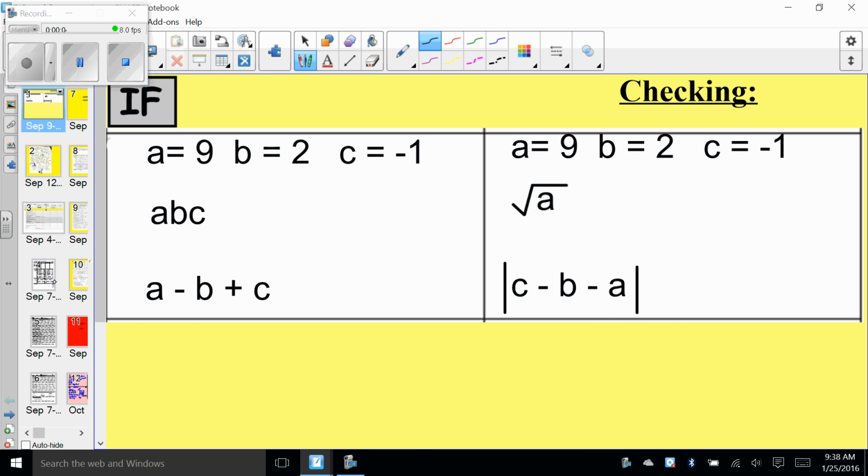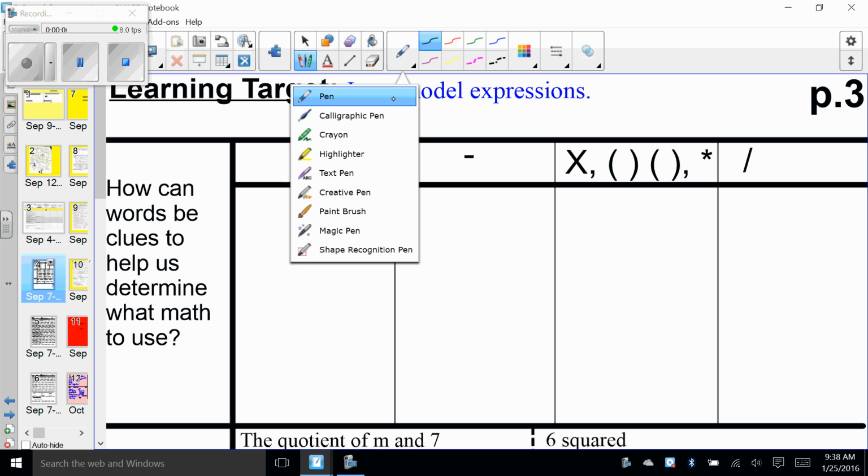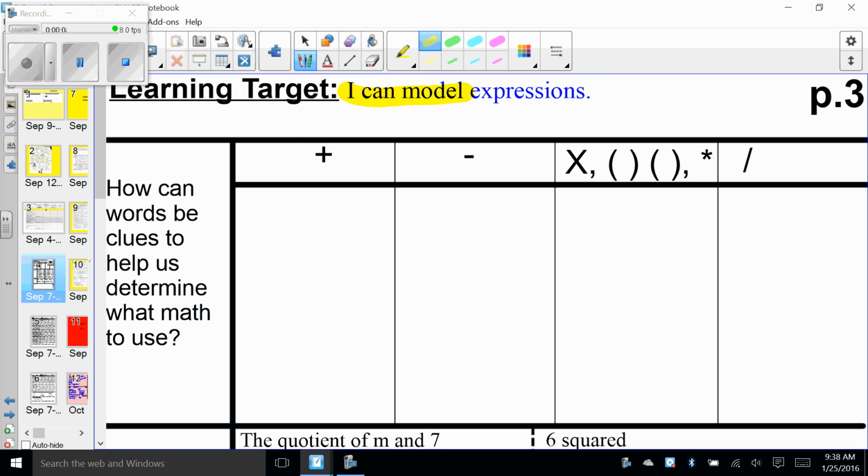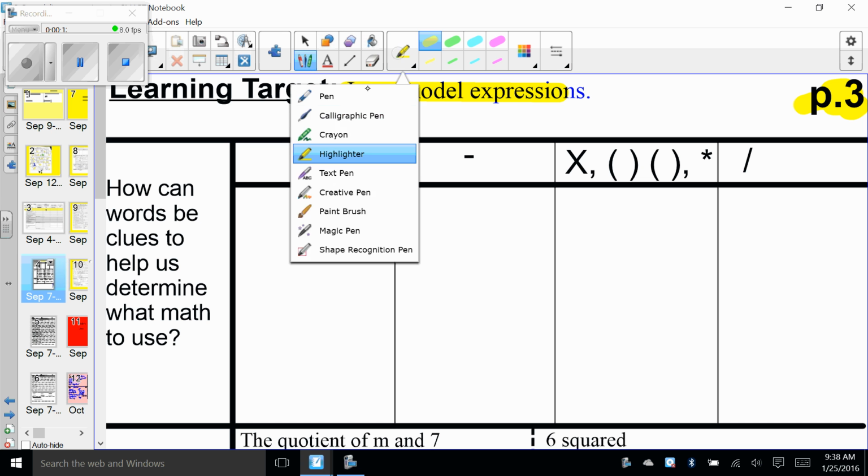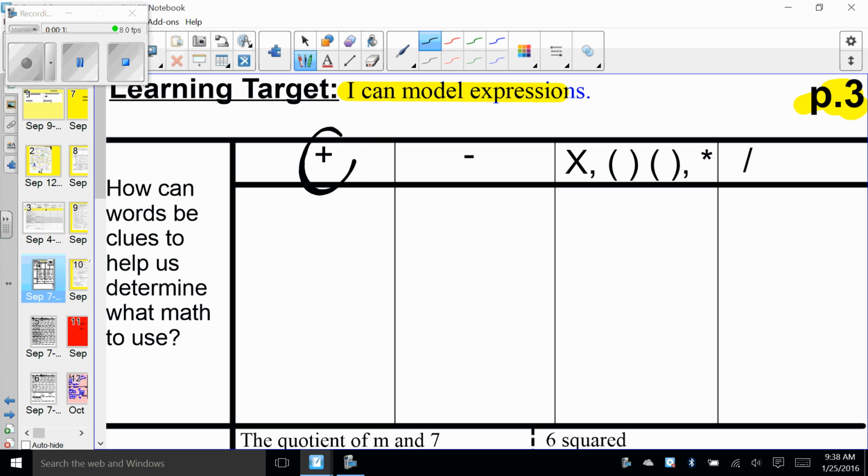Hey, seventh grade. So our learning target for today is I can model expressions. You should be on page 3. All right, so we're going to talk about some important symbols in math. So really there are 4 major symbols. There's add, subtract, multiply, which have all these different variations, and division.